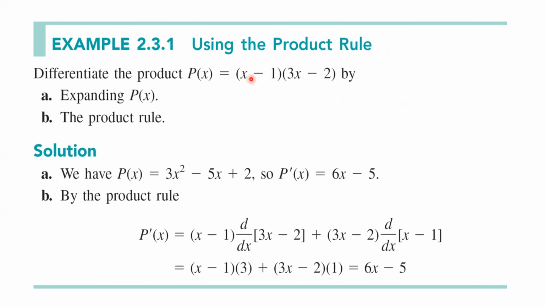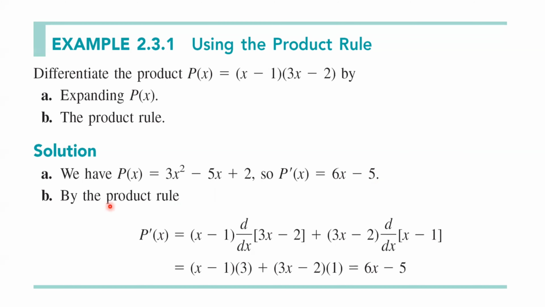So here we are given p of x equals x minus 1 times 3x minus 2. So before taking the derivative, we have the option to expand the p of x. By FOIL method, we are going to have 3x squared minus 5x plus 2. So by applying appropriate basic techniques of differentiation, p prime of x is then equal to 6x minus 5.